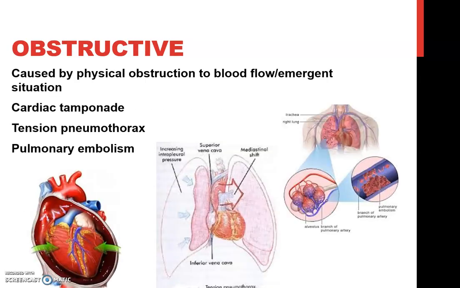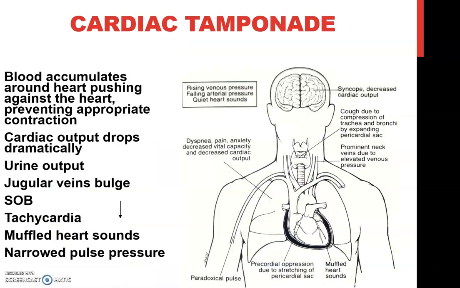And then the last type of shock is obstructive shock. And this is caused by a physical obstruction to blood flow. And it is an emergent situation. There are 3 causes of obstructive shock: cardiac tamponade, tension pneumothorax, and pulmonary embolism. Cardiac tamponade, you probably talked about last semester in 241. It's when blood accumulates in that pericardial sac around the heart, and it prevents it from giving an appropriate contraction, therefore decreasing cardiac output. The kidneys aren't perfused, so the urine output decreases.